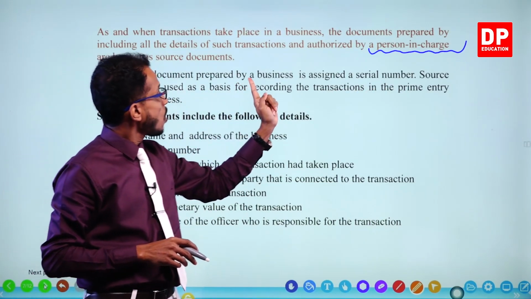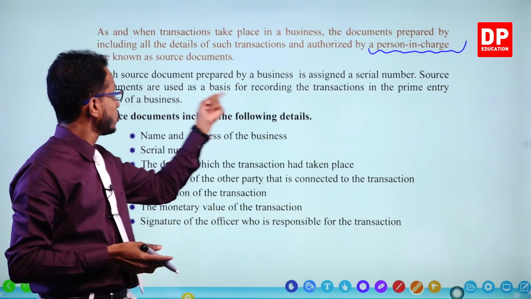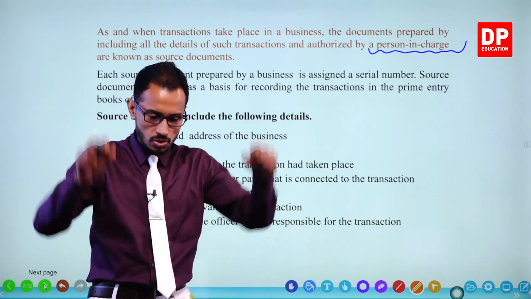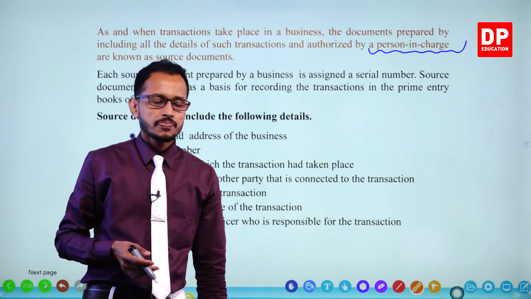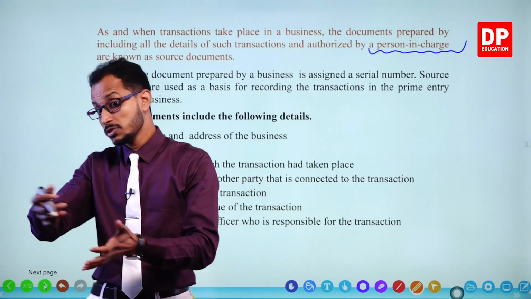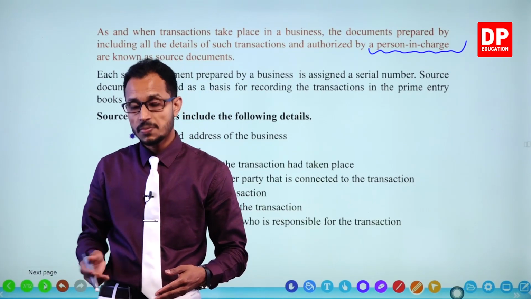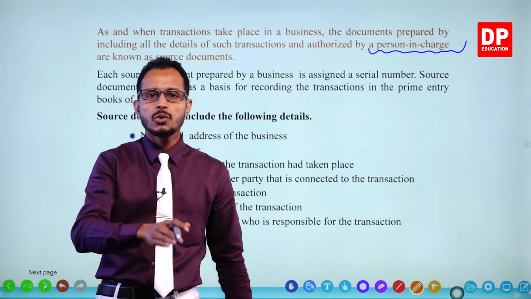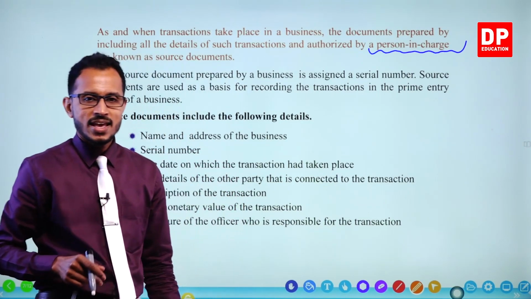Source documents are used as a basis for recording the transactions in the prime entry books. Didn't I tell you this earlier? Source documents are used to record transactions in the prime entry books of the business. Later in the day, in the evening, after having a tea, the shop is closed, right? The business is closed down for the day. Then the bookkeeper can get to work. Collect all the source documents, bring them to his or her table. Segregate the source documents: invoices separately, receipts separately, vouchers separately. File the source documents. Then record them in the relevant prime entry books. You get it? That is the process.